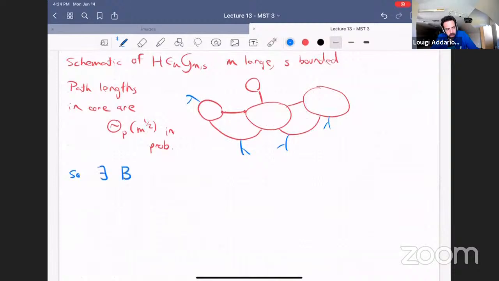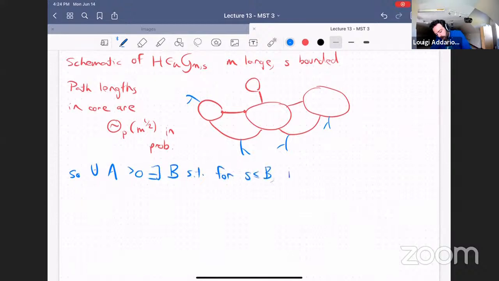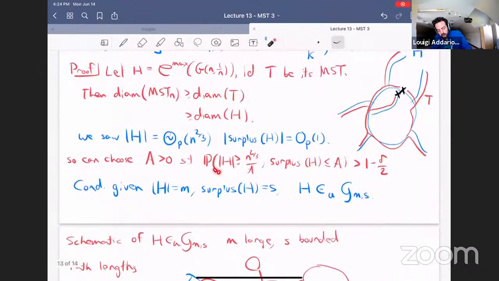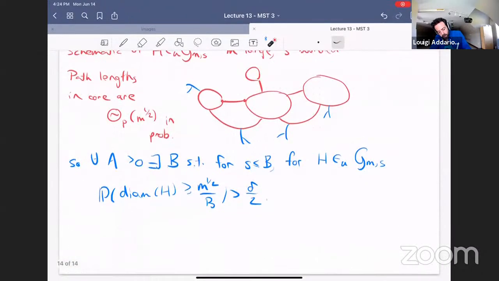That means for any A like we saw above, we can find some other constant B such that if the surplus is at most B, then for a graph which is uniformly drawn from G M S, the probability that the diameter is less than square root of size divided by B is less than delta over 2. So first, with high probability, we have a large graph with surplus at most A. And then if that happens, with high probability the diameter is not less than that; the probability is less than delta over 2.